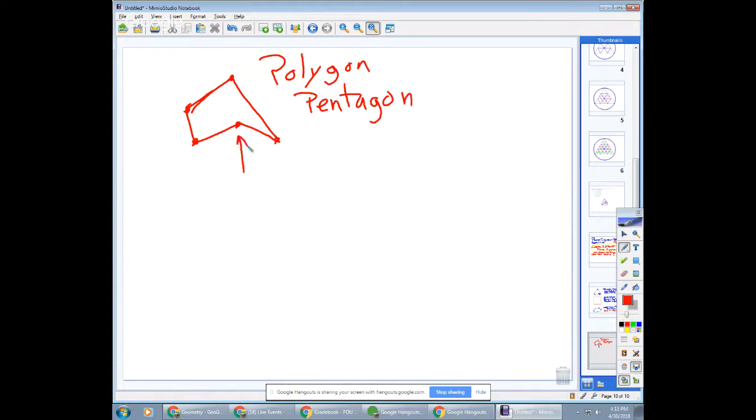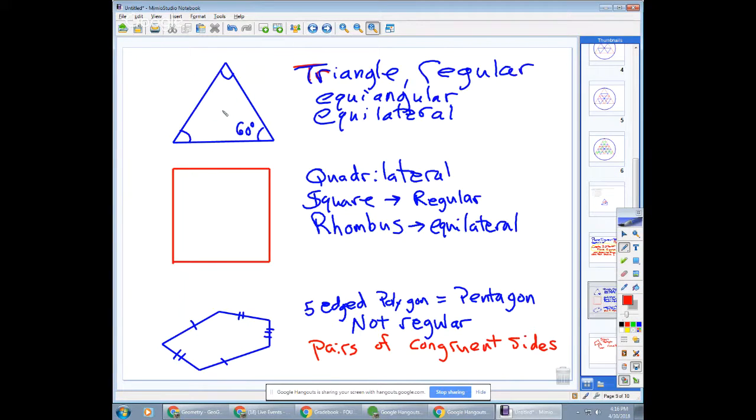Because of that indent right there, it is a concave polygon. More specifically, a concave pentagon because it's got 5 sides. I almost gave it away. Does anybody know the word that's opposite of concave that applies to all of mine here? Convex. Yeah, beautiful. These guys all over here are convex polygons.